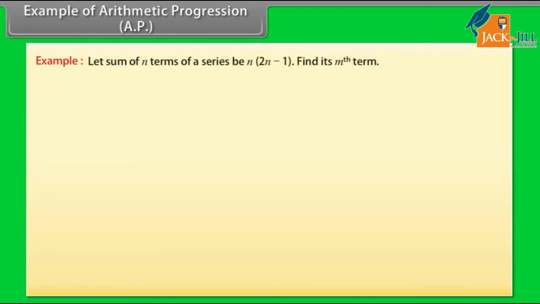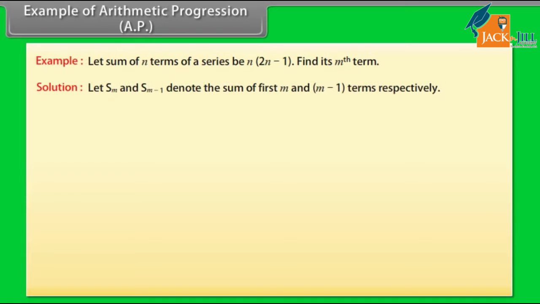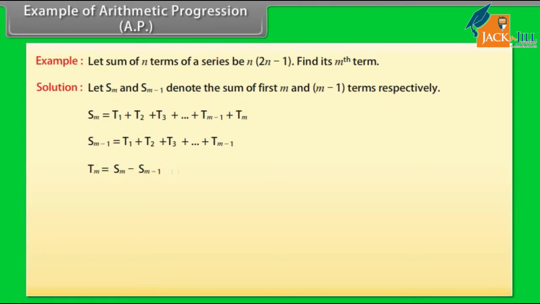Example of arithmetic progression, AP. Example: let the sum of n terms of a series be n into 2n minus 1. Find its mth term. Solution: let Sm and Sm minus 1 denote the sum of the first m and m minus 1 terms respectively. Sm is equal to T1 plus T2 plus T3 up to Tm minus 1 plus Tm. Sm minus 1 is equal to T1 plus T2 plus T3 up to Tm minus 1. Tm can be found as Tm is equal to Sm minus Sm minus 1. On solving, we get 4m minus 3.